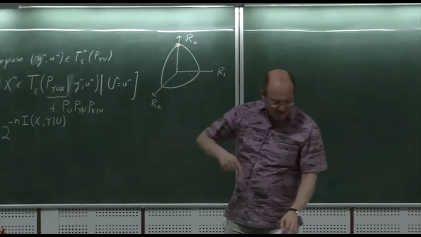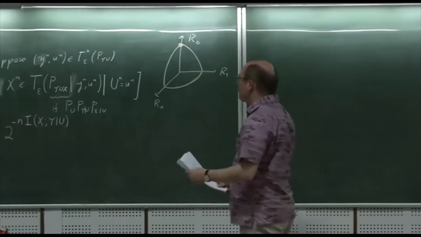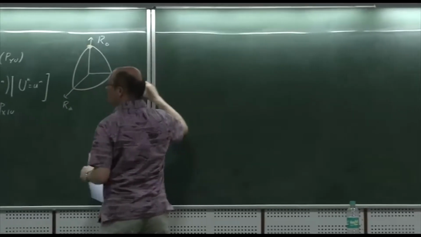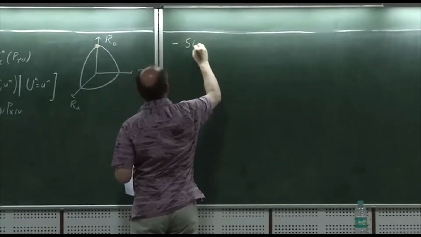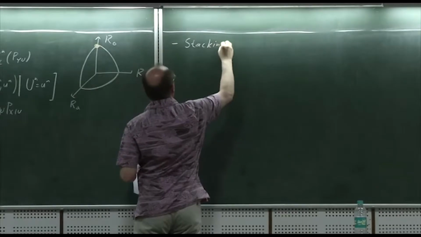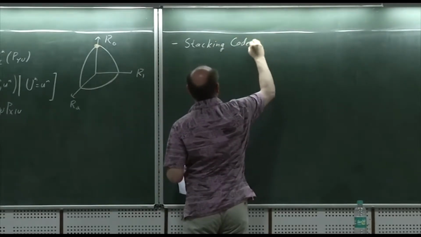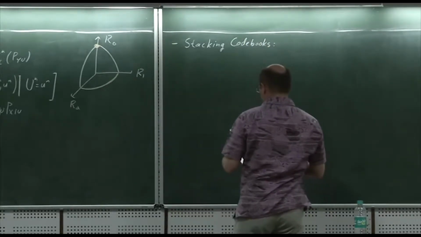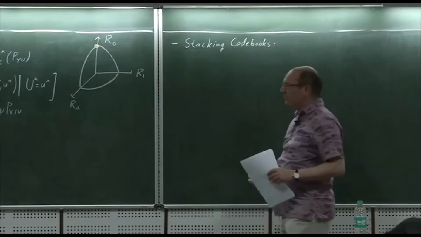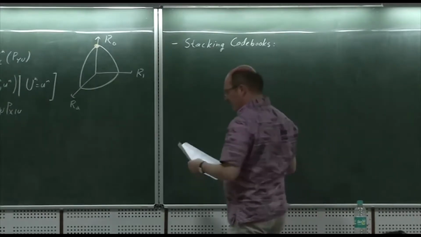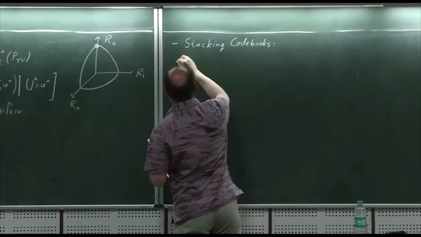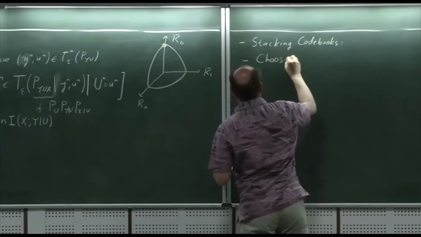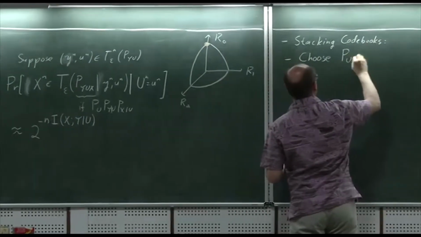Because what we're going to do is stack code books on top of each other. So superposition coding is a method of stacking code books. I'll just call it that. This method is particularly useful if one of the two channels is better than the other. So the idea is as follows. What we do is we choose a joint distribution with an auxiliary random variable again, p(u,x).